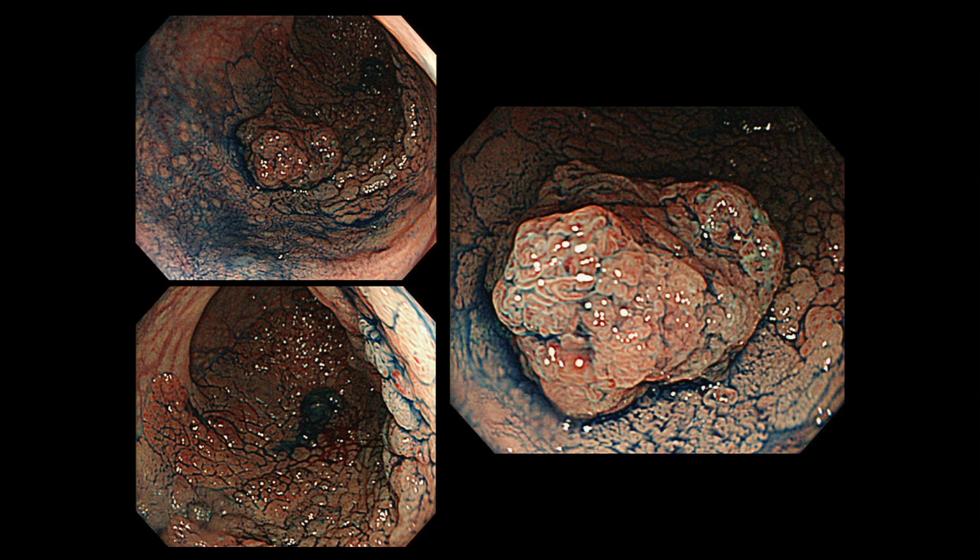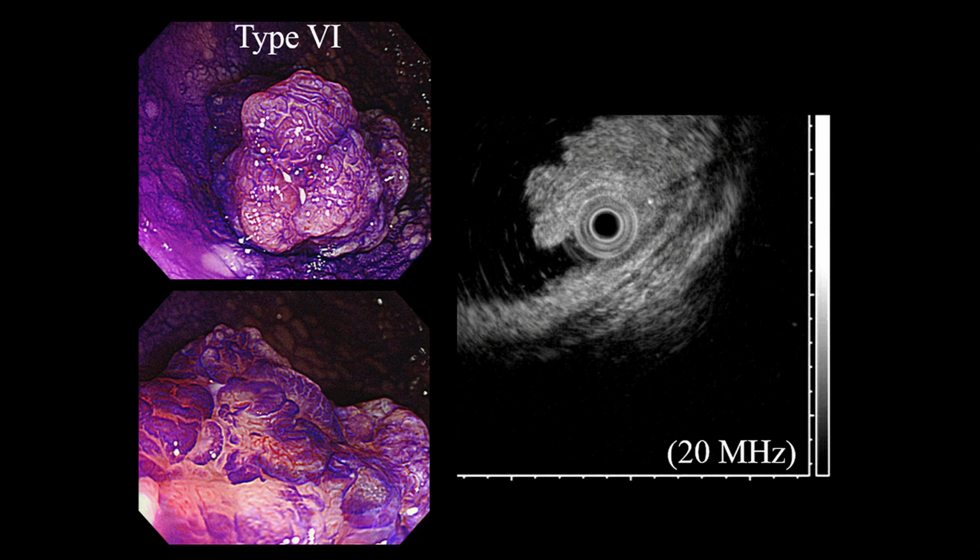I'm sorry, I forgot to include the NBI image, but even with the NBI image, we could recognize the nice surface structure. Then we conducted crystal violet staining, and most of the pit pattern shows type 4 pit pattern, which suggests tubular adenoma. But because of the irregular shape of this big protrusion, in order to make sure, we conducted EUS, and the EUS fortunately didn't show any deep submucosal invasion.